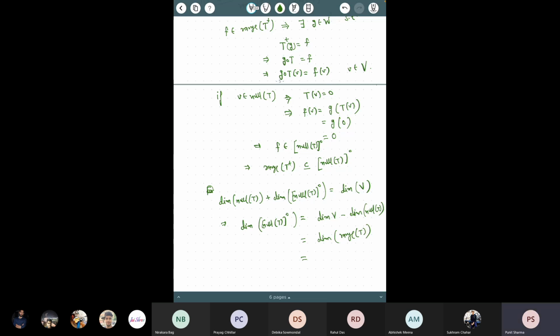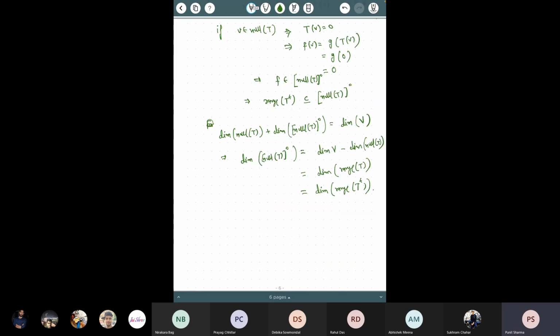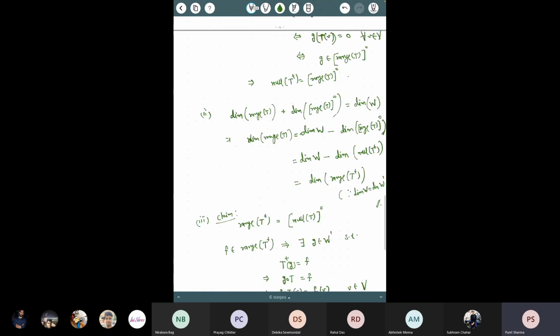We have proved in the previous result that the dimension of range of T is the same as the dimension of range of T transpose, right? So therefore, they have the same dimension. So this implies that range of T transpose is the same as null of T annihilator. And we are done. Okay, so this is not difficult to prove.